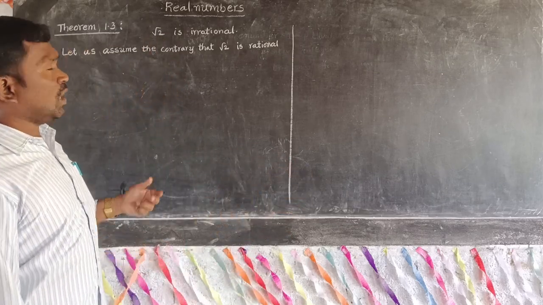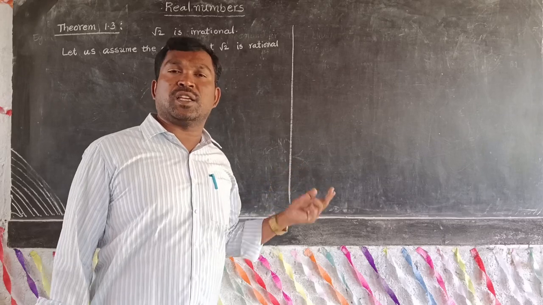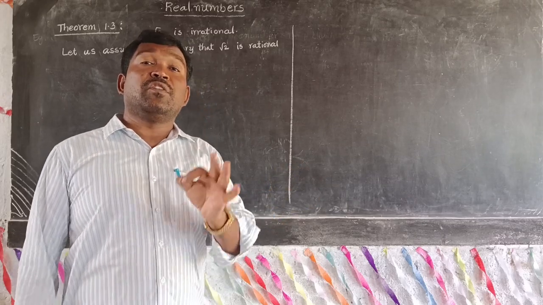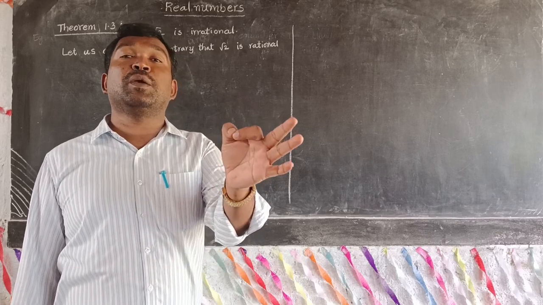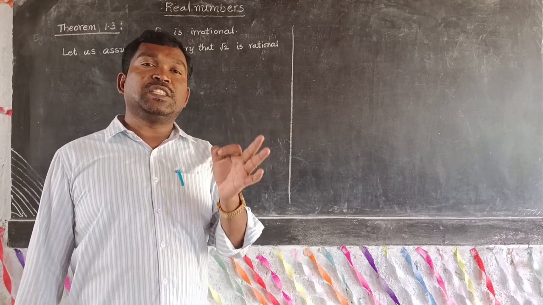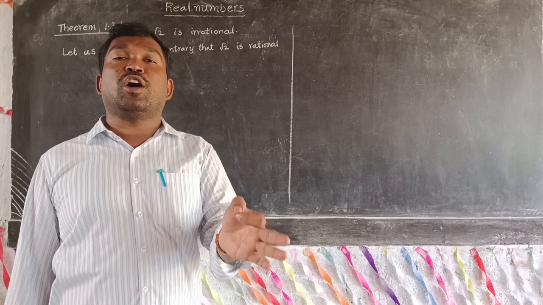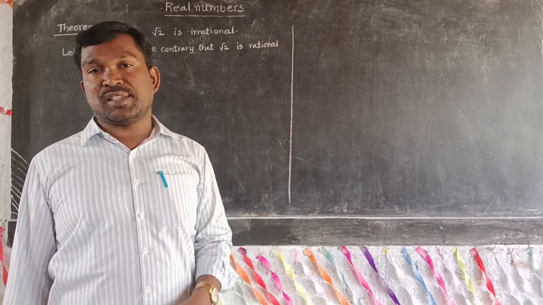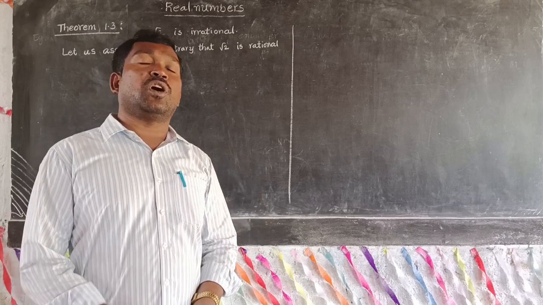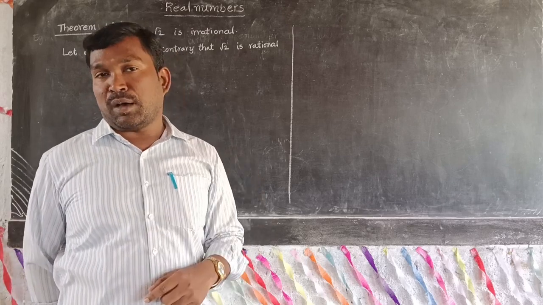rational number. Already you know the definition of a rational number: a number which can be represented in the form of p by q, where p, q are integers and q is not equal to 0, is called a rational number.